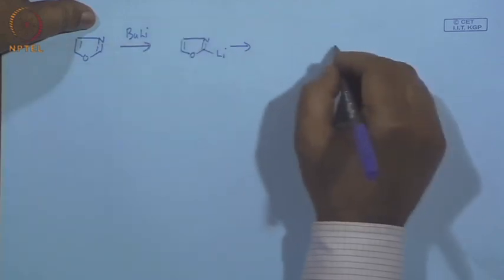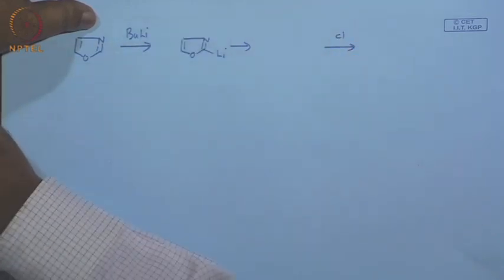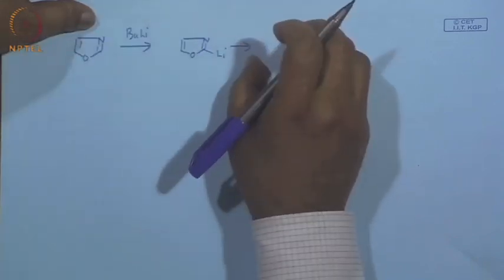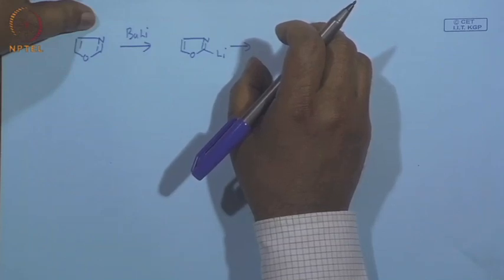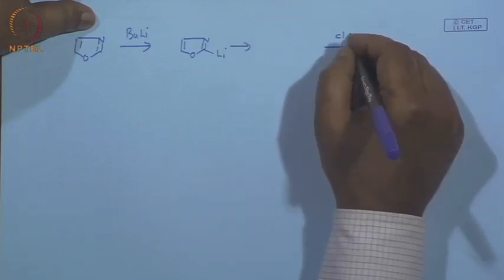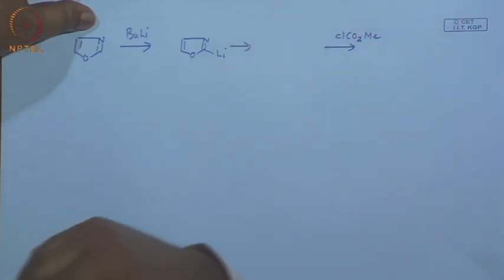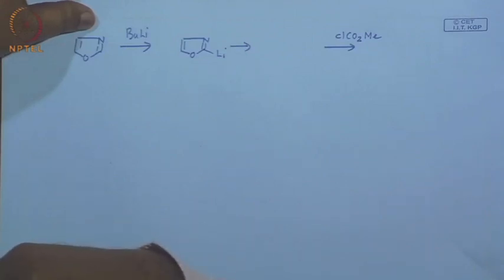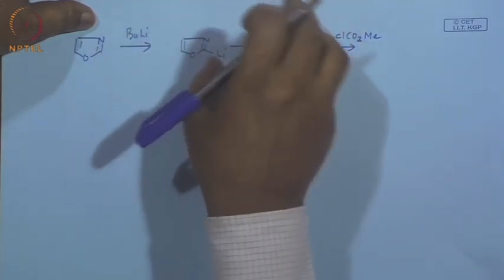Okay. I can tell you the reaction, whatever the reaction product was, could not be isolated. That means, it was pretty reactive. So, it was trapped with methyl chloroformate. So, what do we expect? So, here something happened.